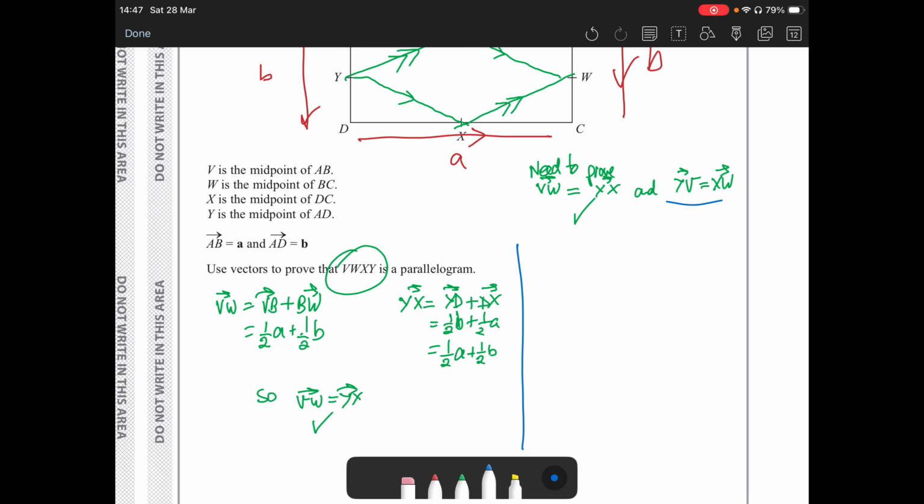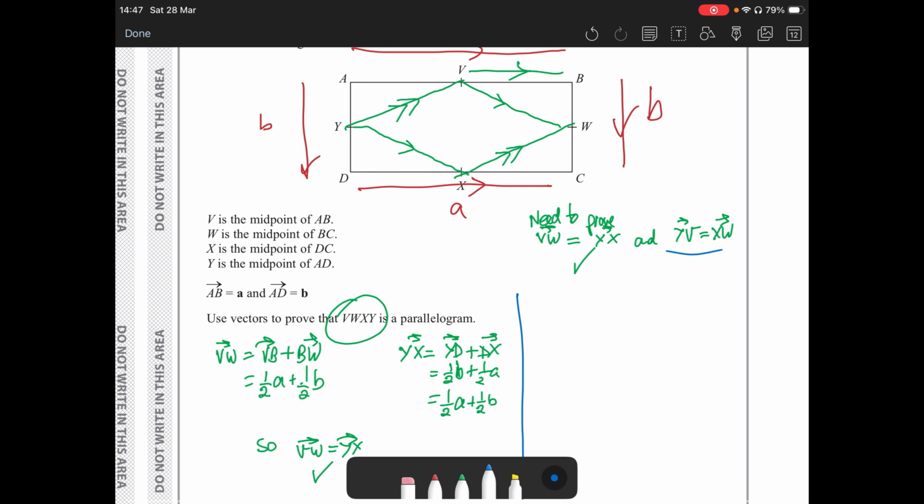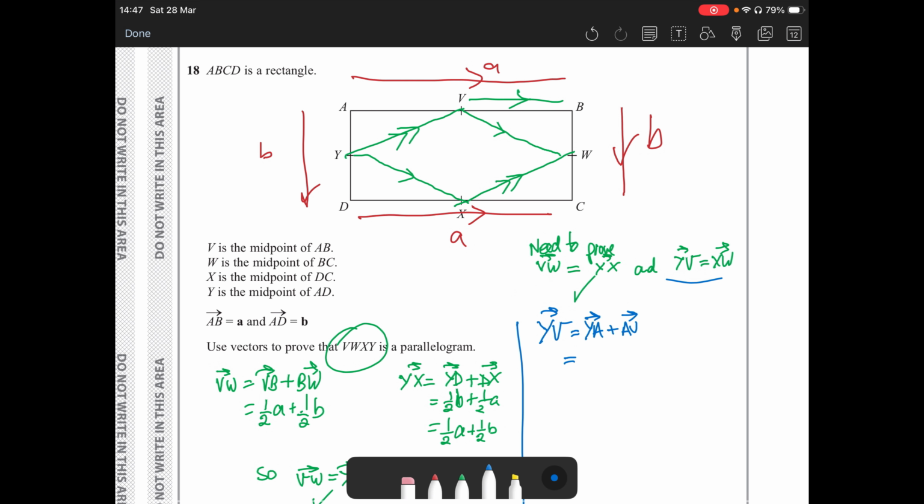The second one, YV is XW. Hang on a minute, I want to communicate. I don't want to leave anything to chance. So YV is YA plus AV. YV is minus half b, because we're going against the arrow, so be really, really careful with this one. But AV is plus half a.